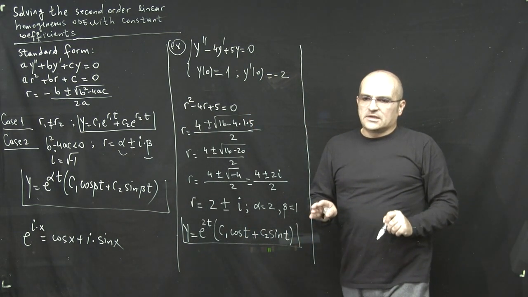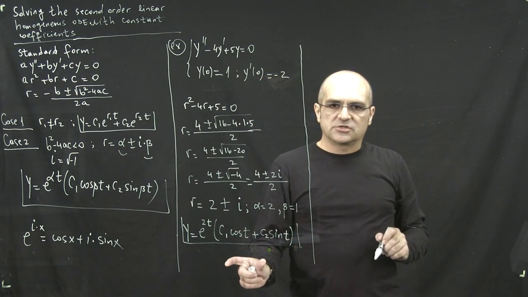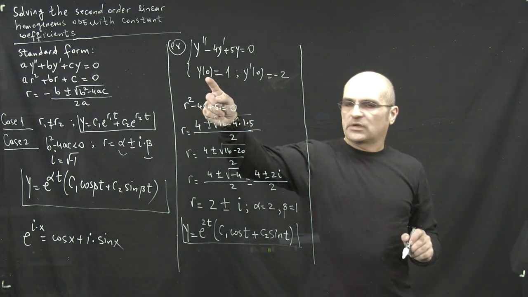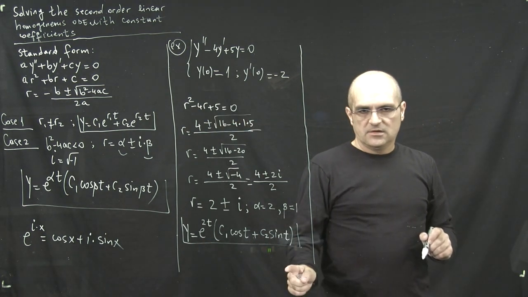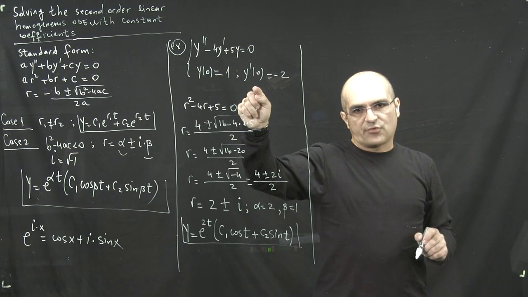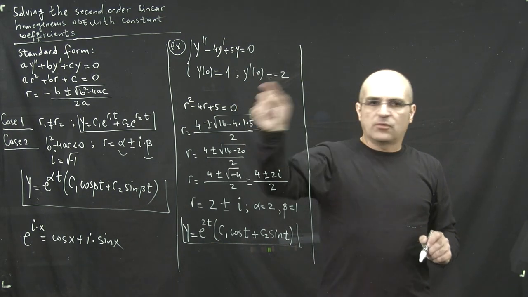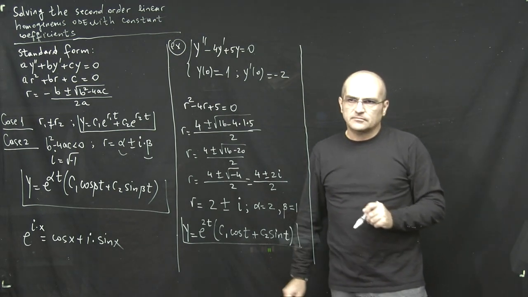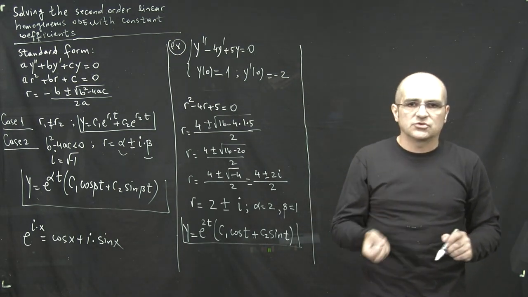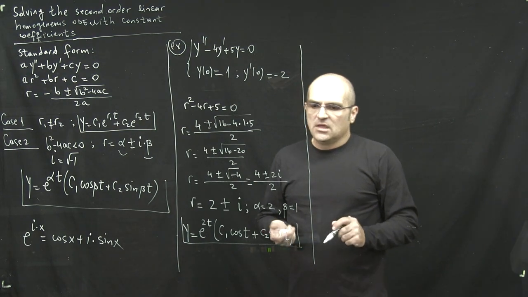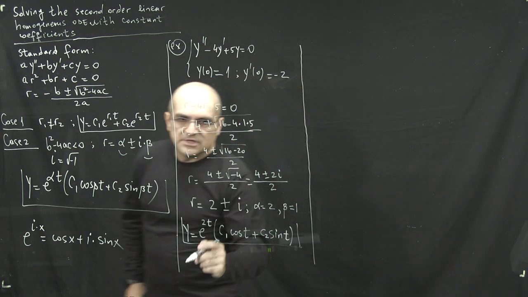Now, in the second order case, you have to be careful with your computation, because notice you have to plug in 0 for t into y, and then 0 into y prime. So we must take the derivative of y before we plug in 0 for t. And then we form a system in C1 and C2 that we can solve.